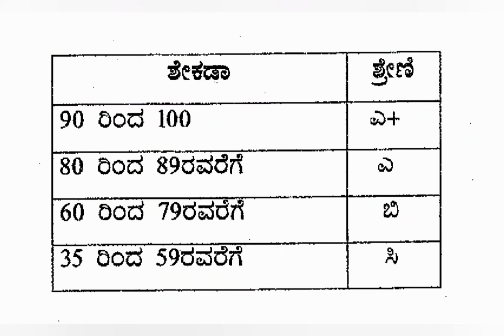Students, now we'll see the grades. If you have scored marks between 90 to 100, it is A+. If you have scored between 80 to 89, the grade will be A. If you have scored between 60 to 79, the grade will be B. If you have scored between 35 to 59, it will be C. The important thing: if you have scored less than the required marks, the board will add the required marks to pass, so that this year everyone will pass the exam.